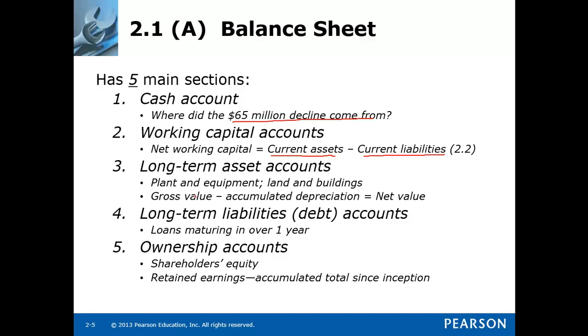Long-term asset accounts: plant, equipment, land, and buildings. And these long-term assets are carried at their net or depreciable value, which is the gross value, or what you paid, all the cost of what you paid for it, minus any accumulated depreciation, which, as you know, is the runoff expense of that long-term asset against the products and the revenue that it's creating. The fourth part is the long-term liabilities, and the fifth is the ownership accounts.